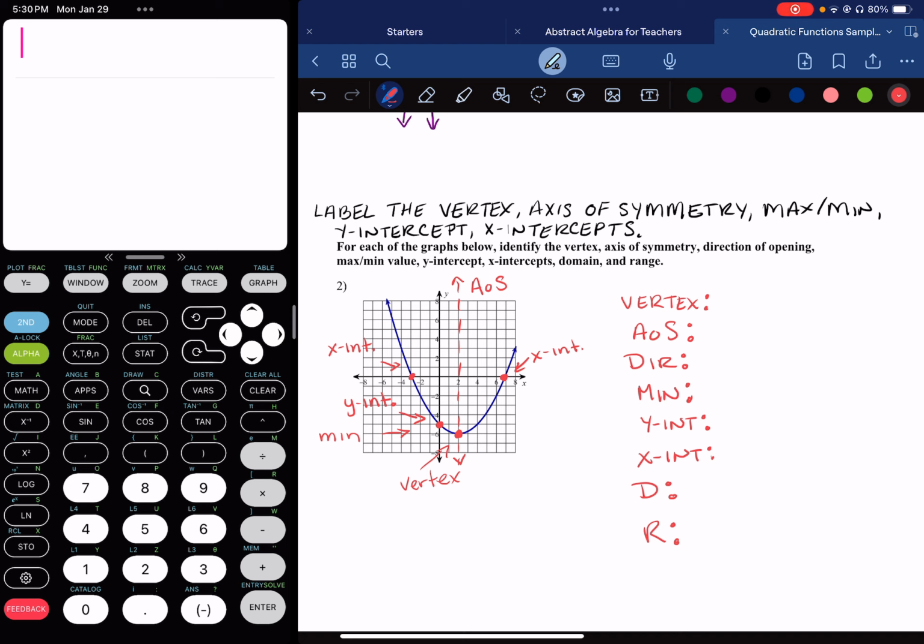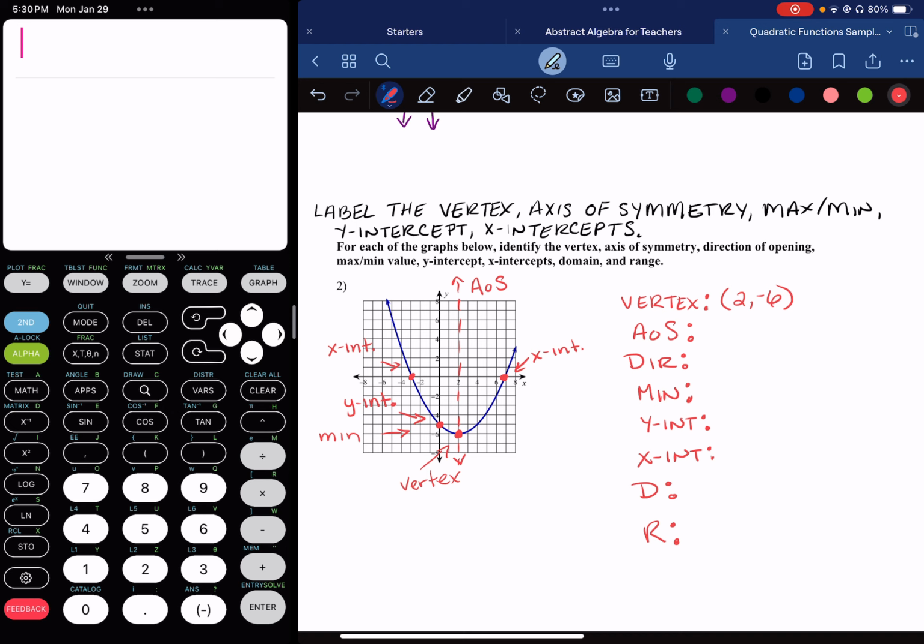Now, we're going to look at the graph and we're going to figure out what all these values are. Starting with the vertex. I can see where the vertex is because we've already labeled it, and the ordered pair where that vertex lives is at (2, -6). The x value is 2, the y value is -6.